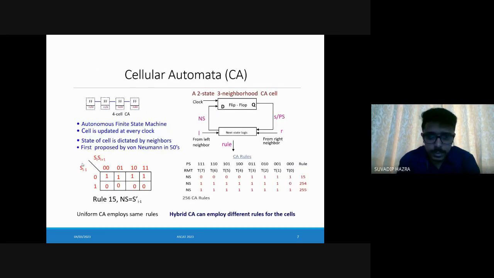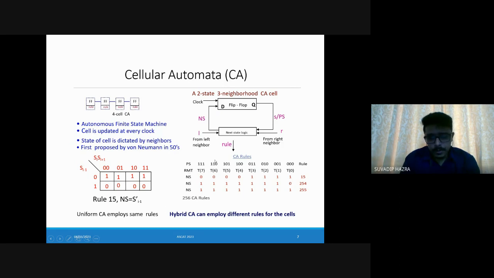So this is the basics of cellular automata. Cellular automata is nothing but a finite state machine which was developed by von Neumann in the 1950s. In cellular automata, each cell is updated in every clock cycle, and the next state of the cell depends on its neighbors. This is the basic structure of a two-state three-neighborhood CA, where the next cell logic depends on the present state of the cell itself and the present state of the left and right neighborhood cells.